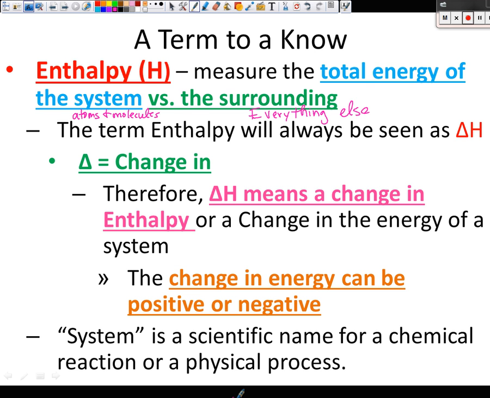Now, the point is, do some reactions affect the entire universe? If I light a match, can somewhere in New York City feel that match? No, most definitely not. But are there some reactions that affect the entire universe? If a star explodes, what happens? It affects everything, right? So your system can affect your surroundings.